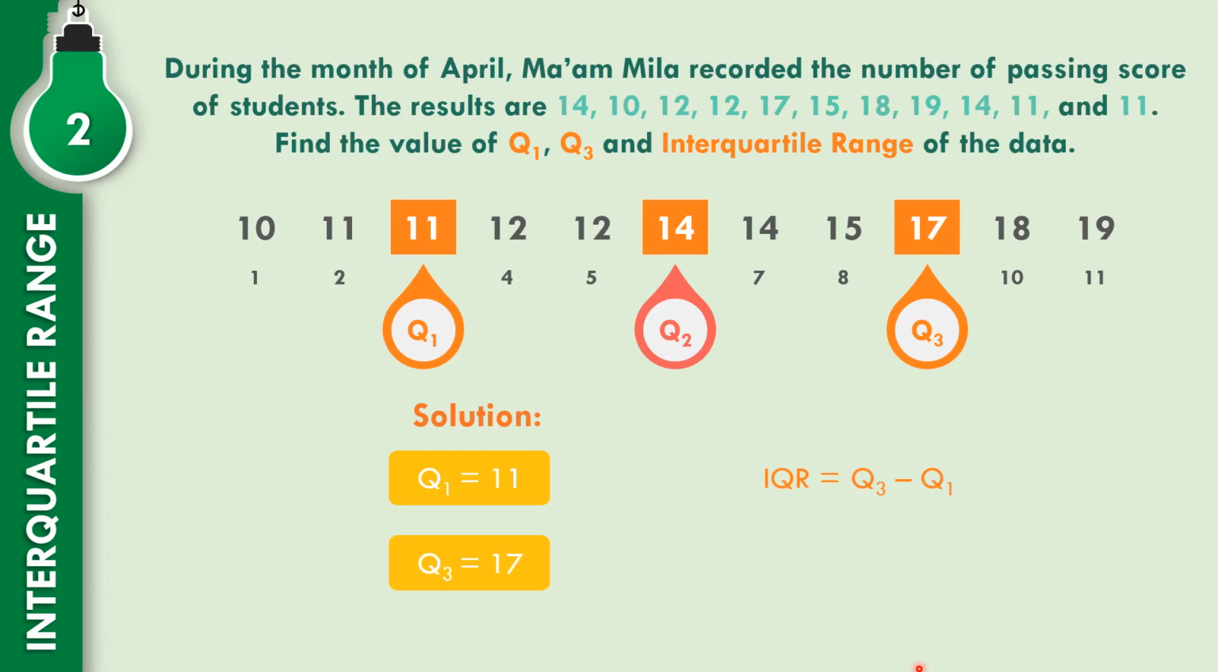So let us find now the interquartile range of the data. Q sub 3 minus the Q sub 1. The Q sub 3 is equal to 17 minus the Q sub 1, that is 11. So 17 minus 11, the interquartile range of the data is equal to 6.